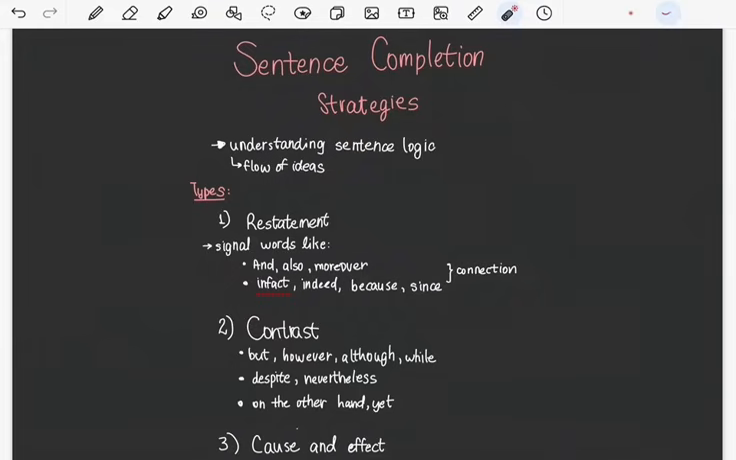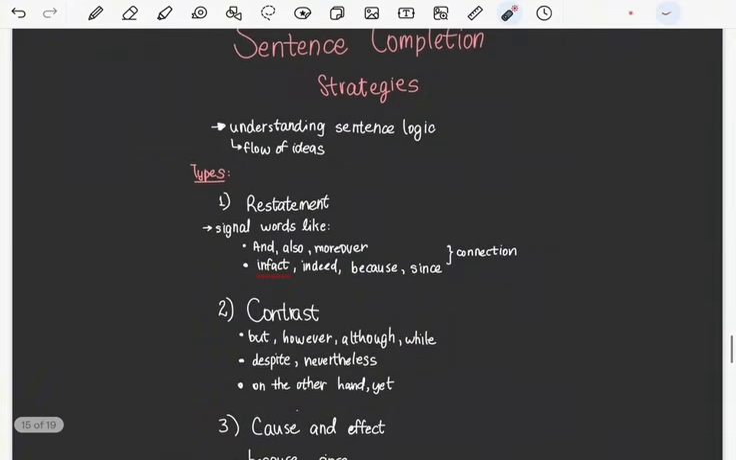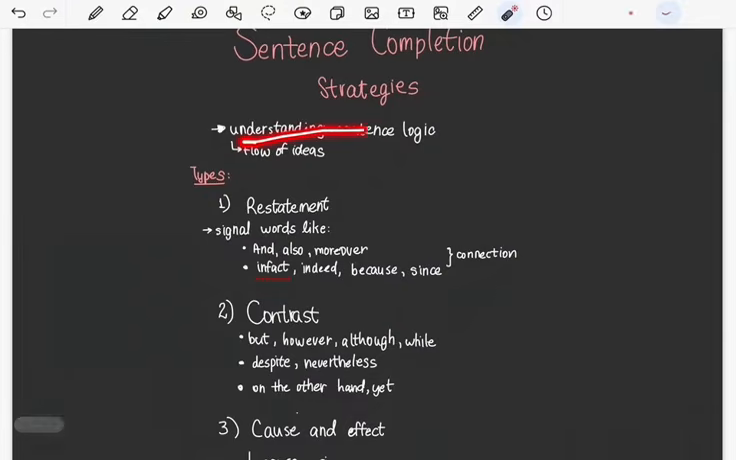Before we look at examples, you need to understand what these questions are actually testing. They're not just testing if you know the definition of a word, they're testing if you understand how ideas flow logically. So, one thing that is really essential in sentence completion questions is the flow of ideas and trying to make sense of the sentence logic. Now, every piece of a text has logic, a flow of ideas that makes sense. Your job is to identify that logic and choose the completion that fits the best.